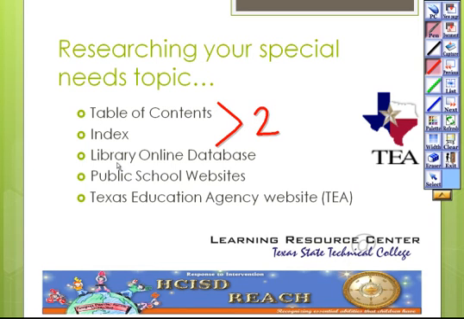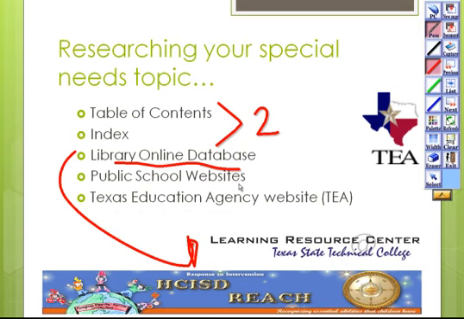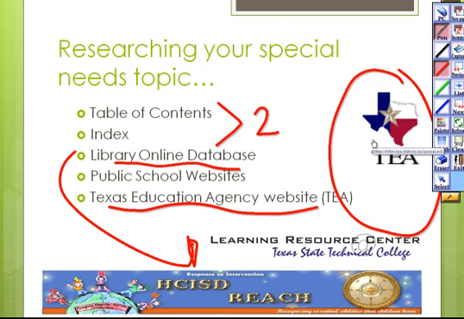Another really good credible resource is the Library Online Database. This is a really neat database only because our librarian has researched it herself and has approved it. So it's something that you know is very credible. Lastly, the Texas Education Agency website. That's a really, really neat website. That also provides information for students, teachers, and parents, and to help understand disabilities.